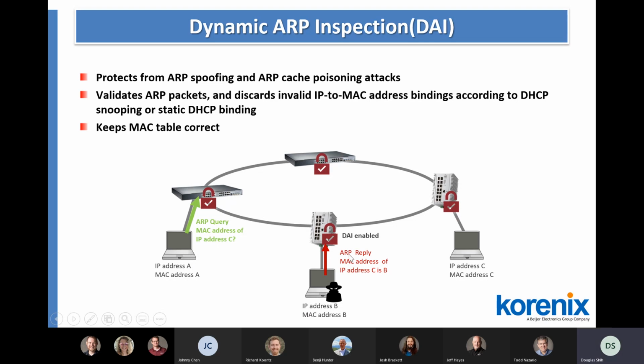But if we enable the DAI function, it will block this behavior with the DHCP snooping table or the static DHCP binding table, because the switch already knows the IP address C has the MAC address C, and not the MAC address B.